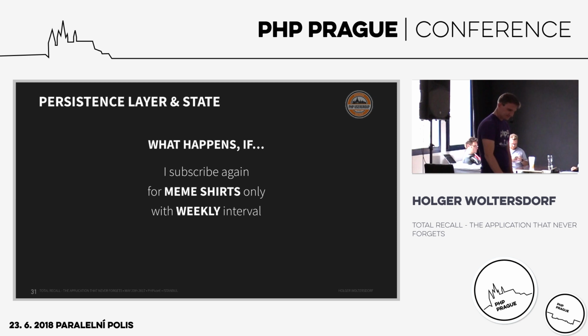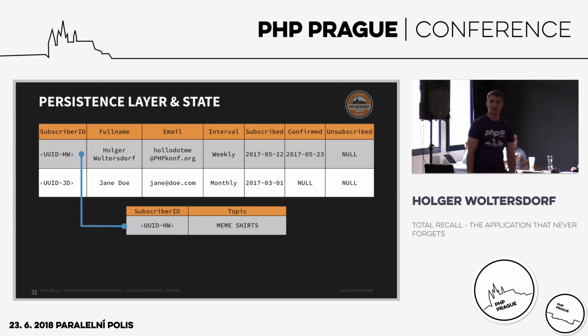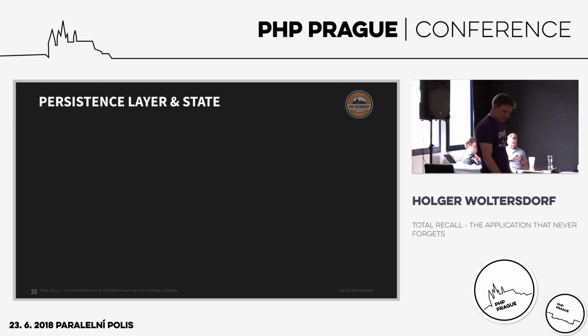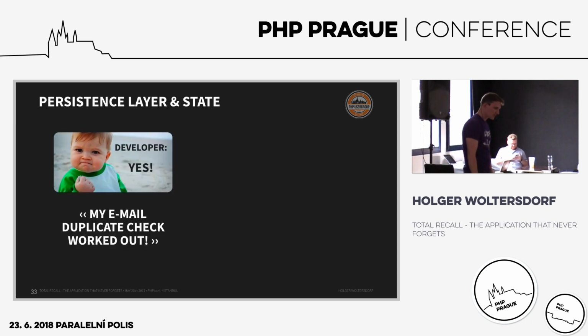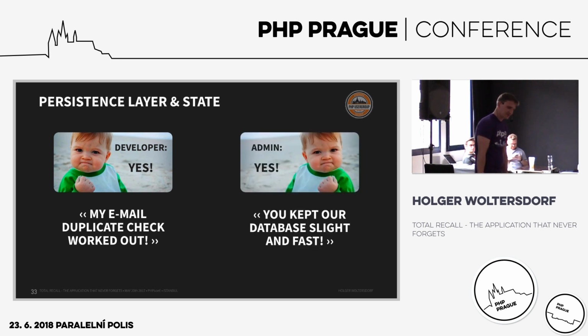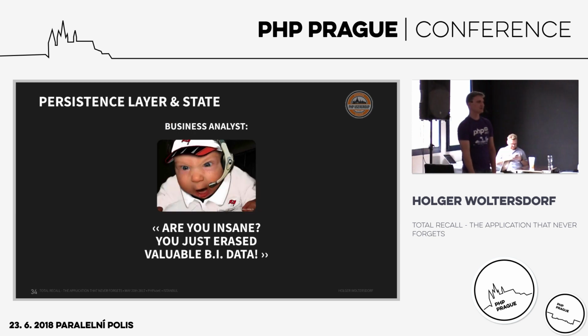But what happens if I subscribe again, for example, for other T-shirts, and change the interval? In the end, my table would look like this. I changed the interval, and I subscribed again. My unsubscribed date has vanished. And I only have one relation in the topic table. So developer reaction: yay, everything worked. The admin says, hey, your database is clean. And your business analyst says, you're insane because you just erased valuable data.